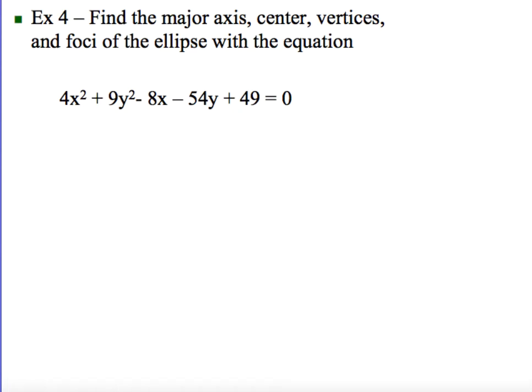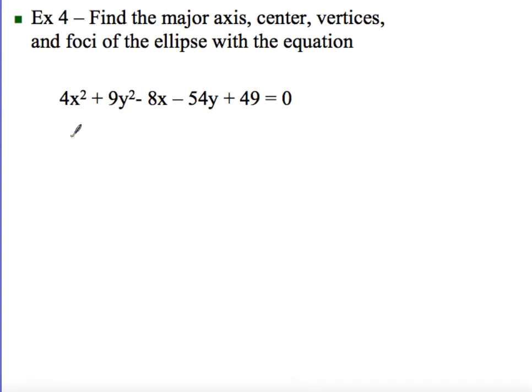All right, example number 4: find the major axis, center, vertices, and foci of the ellipse with this equation. The main difference we're seeing here is that it doesn't look like our ellipse equation did so far, does it? Now we have this in a form where we're going to have to complete the square to figure out where the major axis, center, vertices, and foci are with this equation.